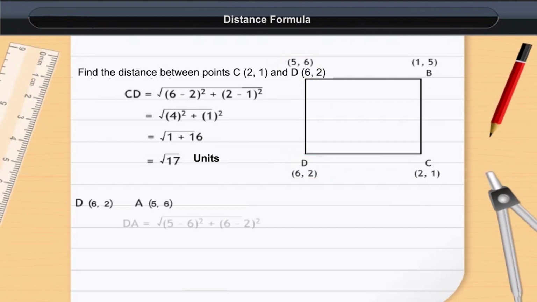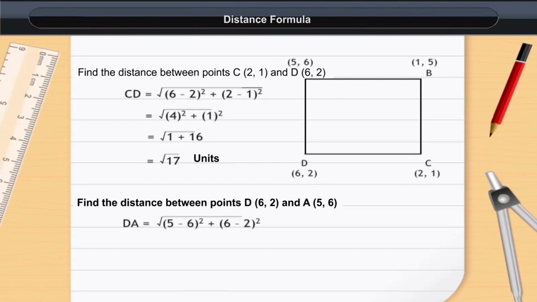The distance between D (6, 2) and A (5, 6), this means DA is equal to square root of (5 minus 6) square plus (6 minus 2) square, is equal to square root of (minus 1) square plus 4 square, is equal to square root of 1 plus 16, is equal to square root of 17 units.